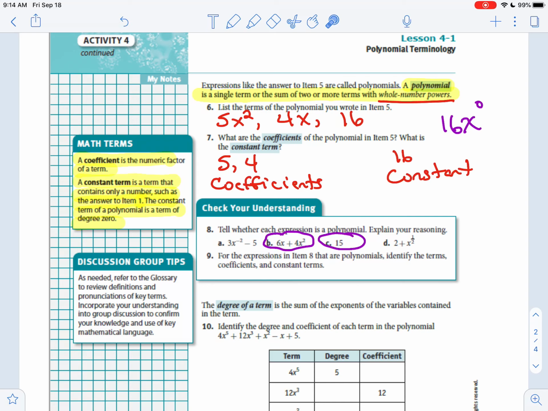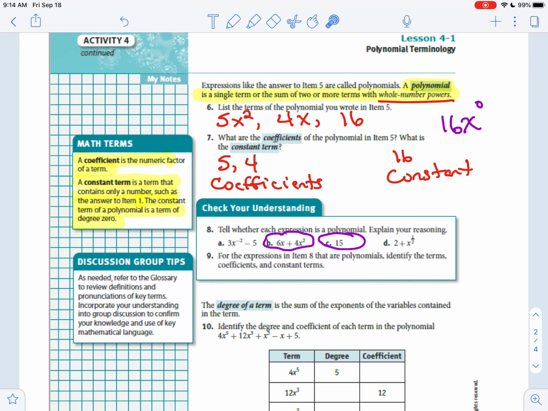Okay, so for the expressions that are polynomials, we can identify the terms. So like in B, the terms are 6x and 4x squared. The coefficients are 6 and 4. And there really is no constant term there, or we could say it's 0. And then for part C, we only have a constant term, 15. So technically, we don't really call 15 a coefficient, but it could be considered one if it was 15x to the 0 power.